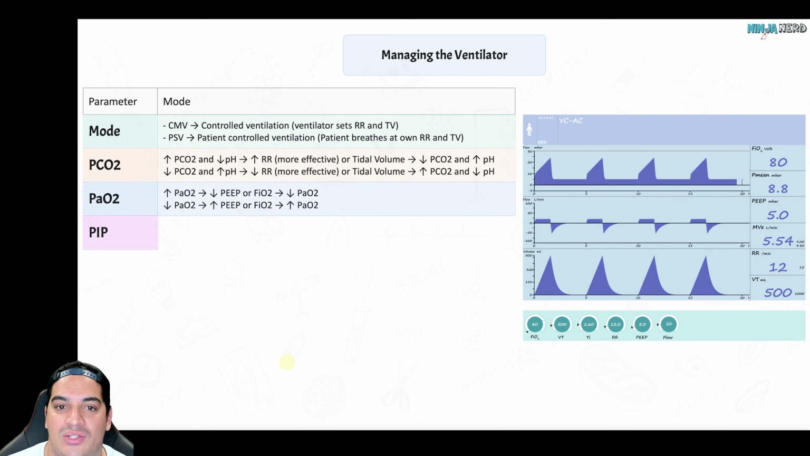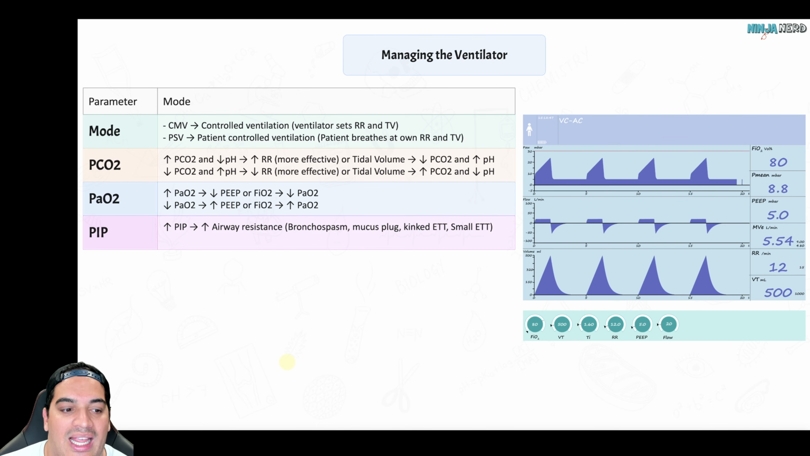What about PIP? This is called positive inspiratory pressure, or peak inspiratory pressure. If the PIPs are really high, that means that there's a lot of resistance to airflow through the ventilator tube. Maybe it's a small tube, maybe it's kinked, maybe there's a lot of mucus within the tubing, or they're having intense bronchospasm. That's important to remember. If the PIPs are low, that means that there's probably something wrong with the ventilator circuit.